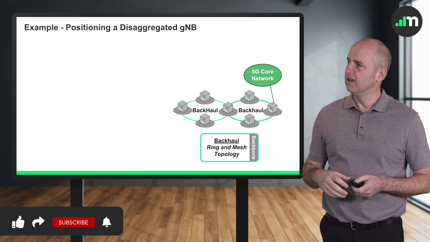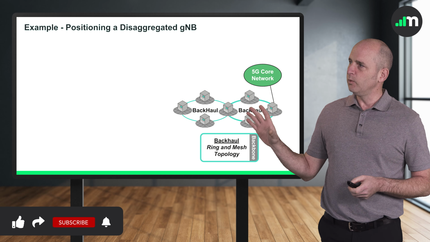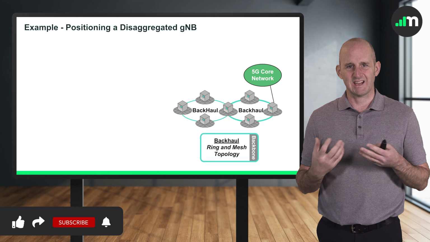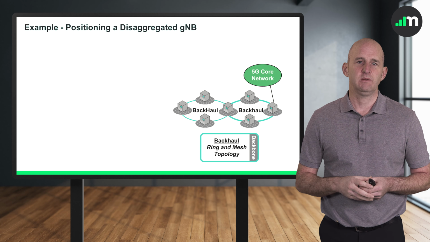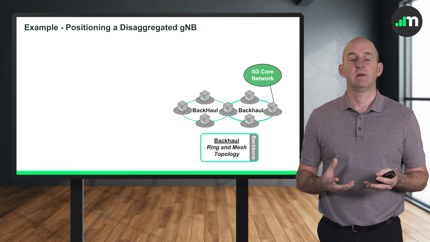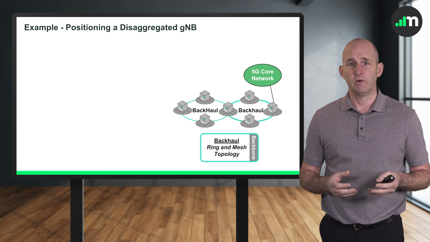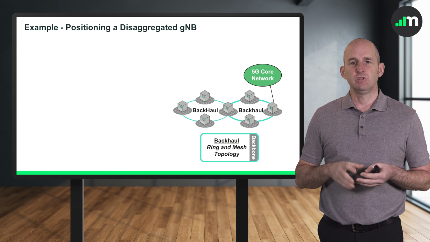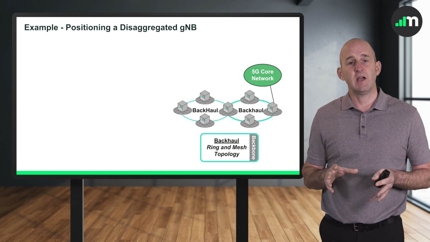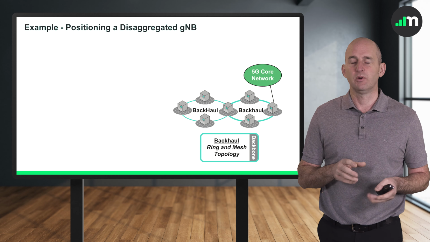So you can see from the next diagram, how would you position something like a disaggregated gNodeB? So a disaggregated gNodeB, maybe with the open RAN methodology, you would see a remote radio unit, a distributed unit, and a centralized unit. So using our topology for fiber, where would we see those components deployed?